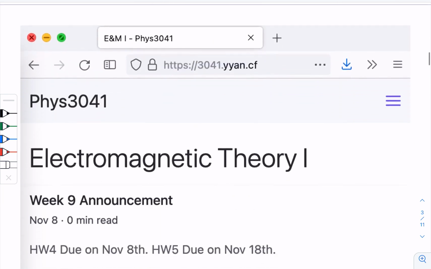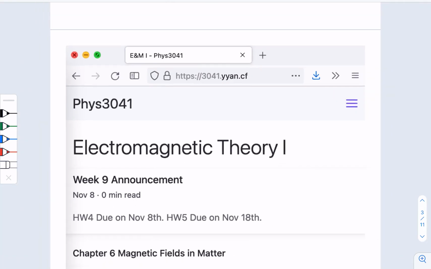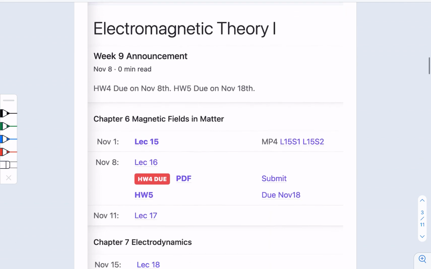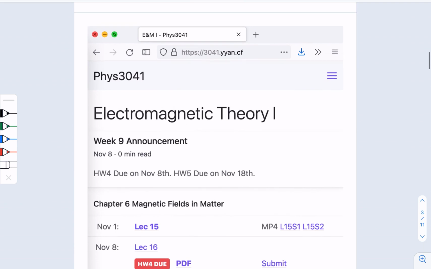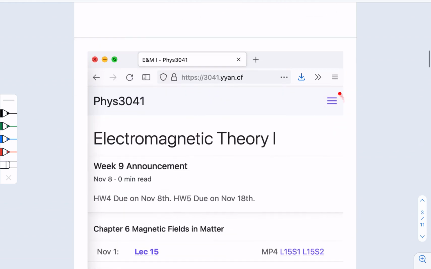This page is also mobile friendly. If you open the website on a mobile device, what you get is something like this. What's different from the web page on the laptop is that this section is cropped out, but it's actually hidden in this menu item here.